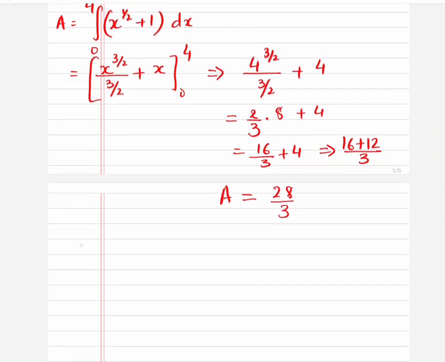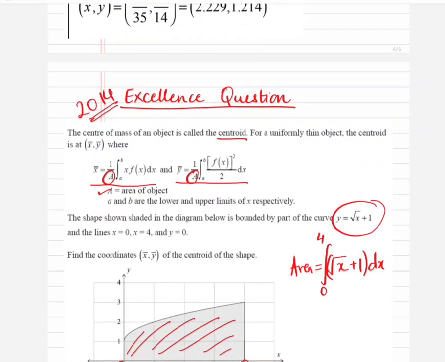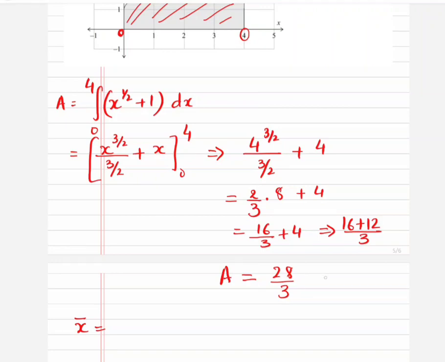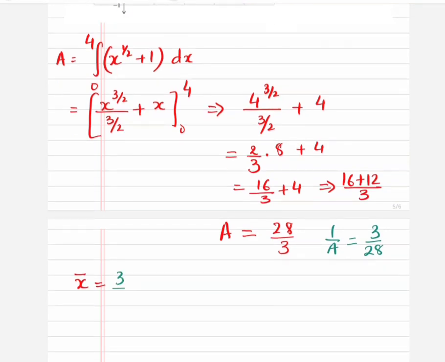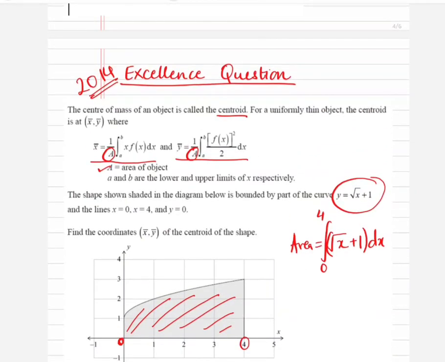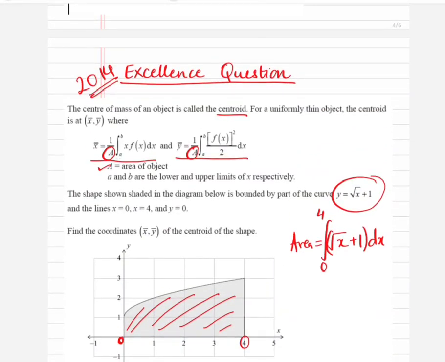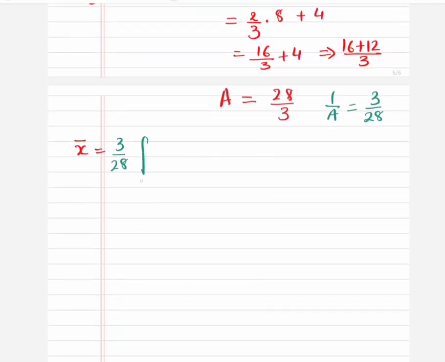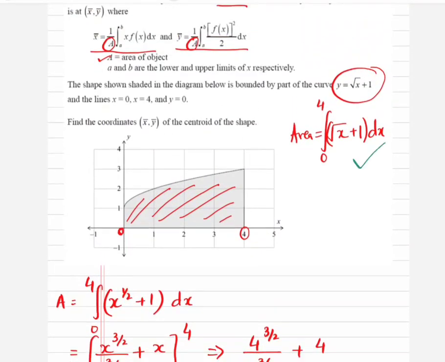Now we use the formula for x bar. So x bar is 1 over A. If A is this, then 1 over A is the reciprocal of that, which is 3 over 28. Then we have integration from a to b again. a is 0, b is 4, x f(x) dx. So the integral from 0 to 4 of x times f(x), where f(x) is the y value, and y was root x plus 1, dx.